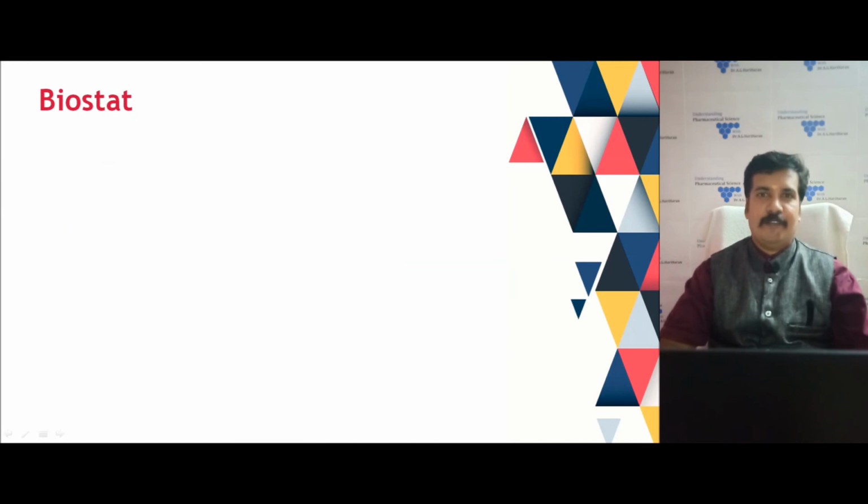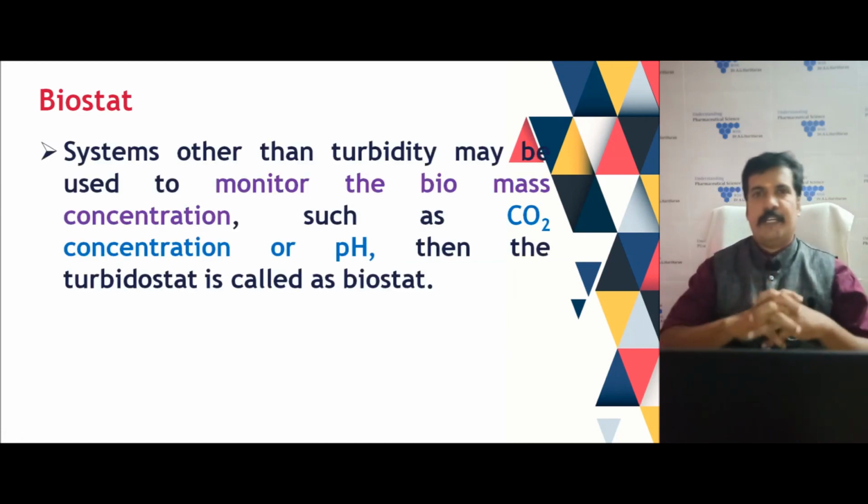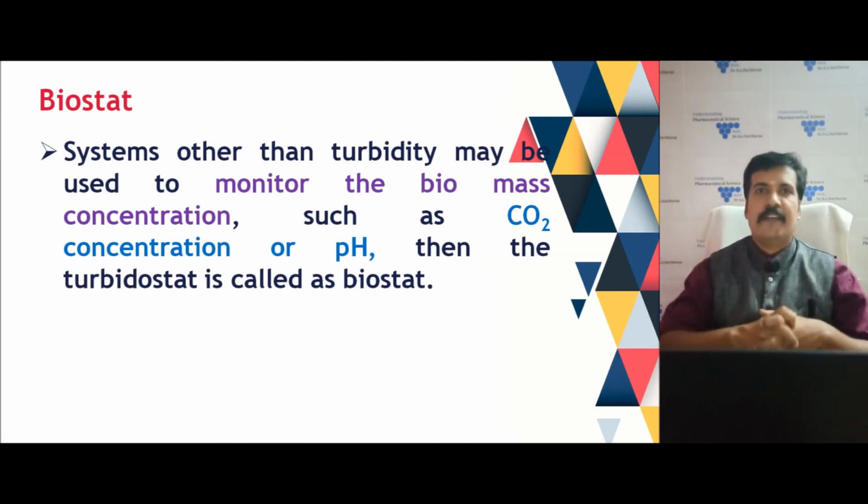And the final one is the biostat. It is another way besides turbidity: we are maintaining the cell volume with the help of certain biological indicators like the level of carbon dioxide or pH. This is called a biostat.